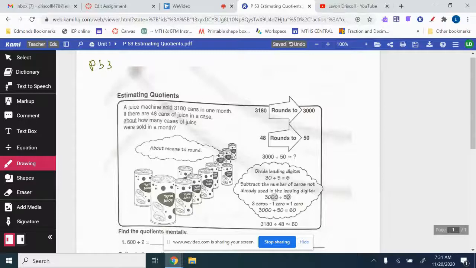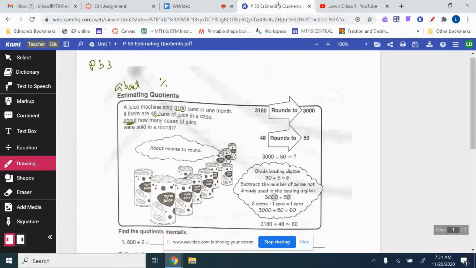Quotients. Now remember, estimating means about, and quotients is just division. So a juice machine sold 3,180 cans in 1 month, and there are 48 cans of juice in a case. About, that means we're going to be doing some rounding, how many cases are sold in a month?